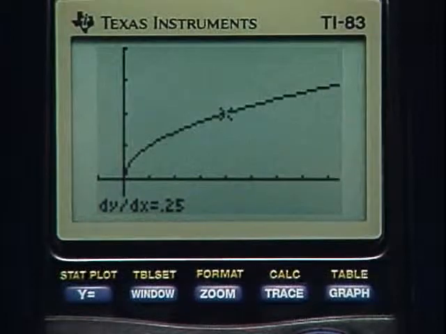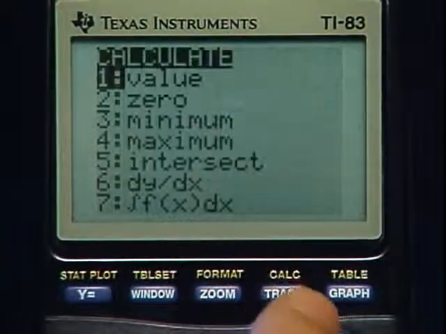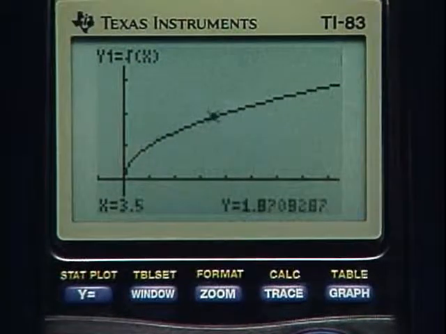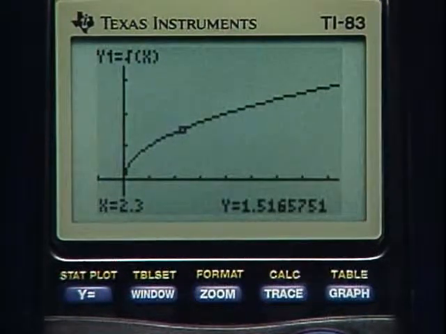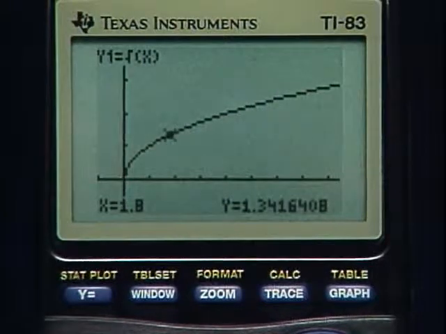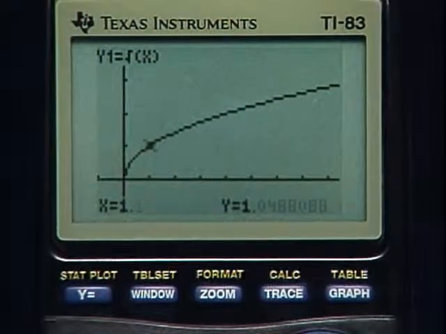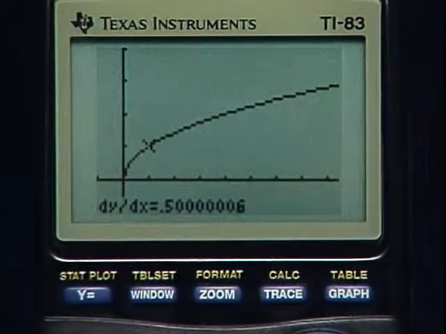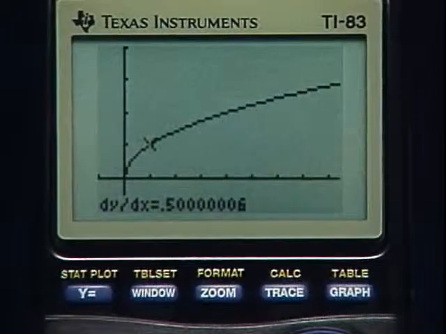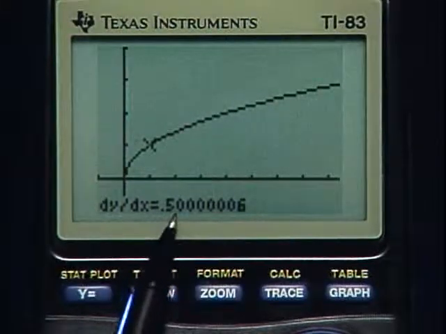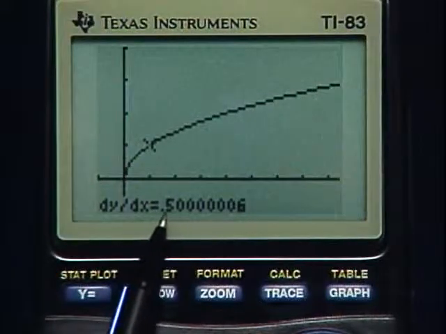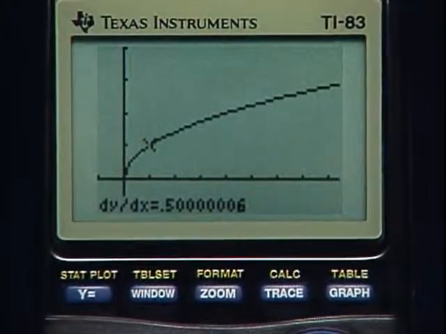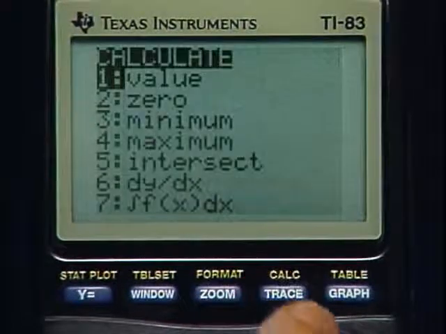And we can do that for the other points as well. I'm pressing second and then trace and then item number 6. And I'll just trace on over here to, I think our other point was 1. One of the other points was 1. And pressing enter, there is the derivative, 0.5. Now, due to the way the calculator is making the calculation, we get a rather long decimal down here. But to 1 or 2 decimal places, this is a precise derivative. Anyway, let's go to the third point and see what happens.